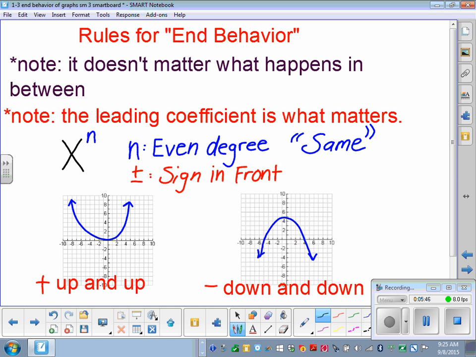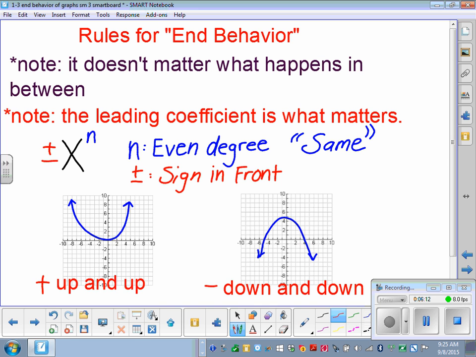Okay. All right, and then after you decide, okay, it has the same end behavior, it's either going to be up and up or down and down, you'll look at the sign in front of the leading coefficient here. So you're going to look at the sign in front. If it's positive, it's not going to have a positive sign, but it's going to be a positive number or just a positive 1 in front. If you look in front and you see a negative, then it's going to be down and down. If you look in front and it's positive, then it's going to be up and up.